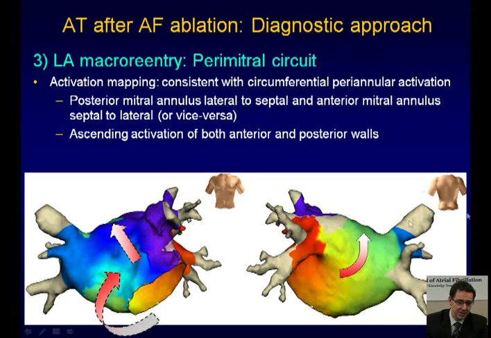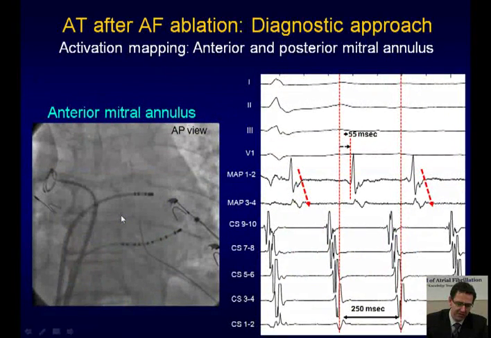This is an example of such cases where you see that there's a decapolar catheter in the coronary sinus, for which the activation is from proximal to distal. Then we need to check for the activation in the anterior wall of the mitral annulus. Mapping the anterior mitral annulus here, you could see that the signal is plus 55 milliseconds after CS12, taken as a fixed reference. You can also observe there's a distal to proximal activation on the ablation catheter, which would be consistent with an activation from lateral to septal.